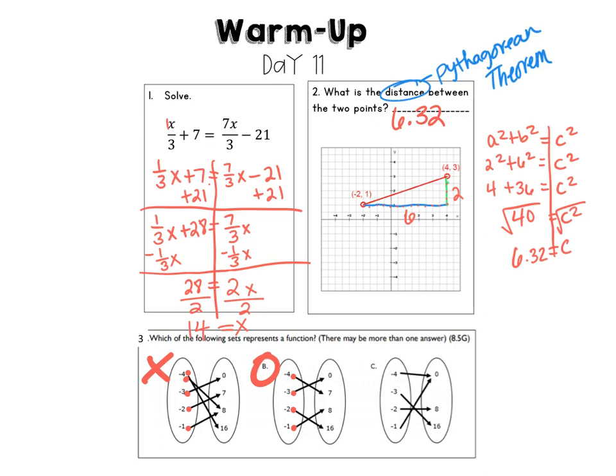Now, it does tell us there may be more than one answer, so let's go ahead and check option C. We have 1 arrow, 1 arrow, 1 arrow, and 1 arrow. All the inputs are only used one time, so that means yes, it is a function.